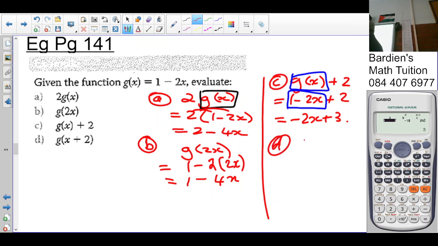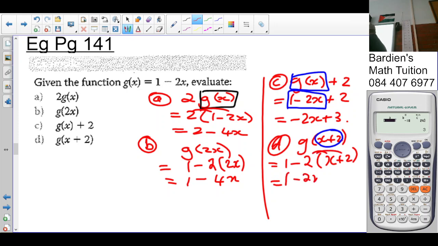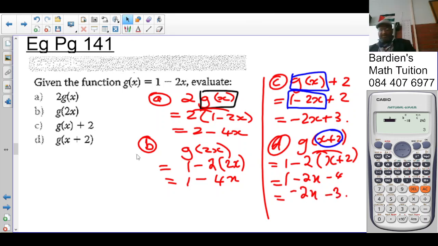D, g of x plus 2. Wherever we see an x, we put x plus 2. Can you see that? That would simply be 1 minus 2 times x plus 2. Get rid of the bracket, so it's 1 minus 2x minus 4, which is minus 2x minus 3 or minus 3 minus 2x. You guys understand? Any confusion there?